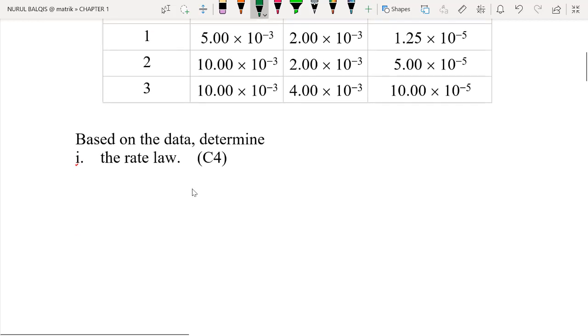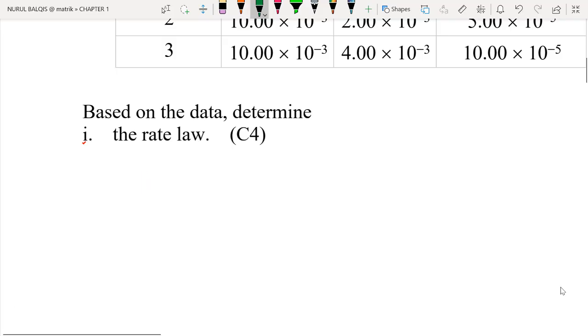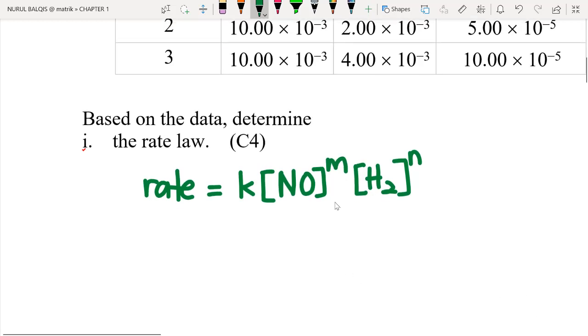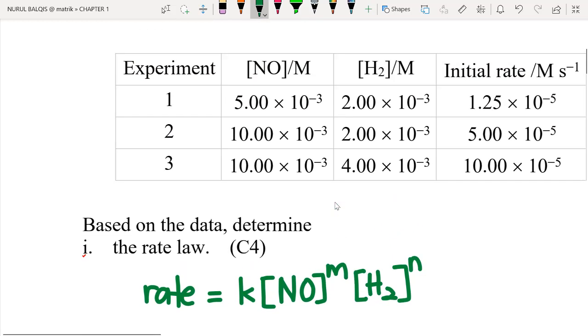Alright, the first thing you need to start with is writing the rate law in general. So rate is equal to the rate constant, concentration of nitrogen oxide to the power of m, and concentration of hydrogen gas to the power of n. In order for you to find the order of reactions, we need to look at the constant value for both concentrations.